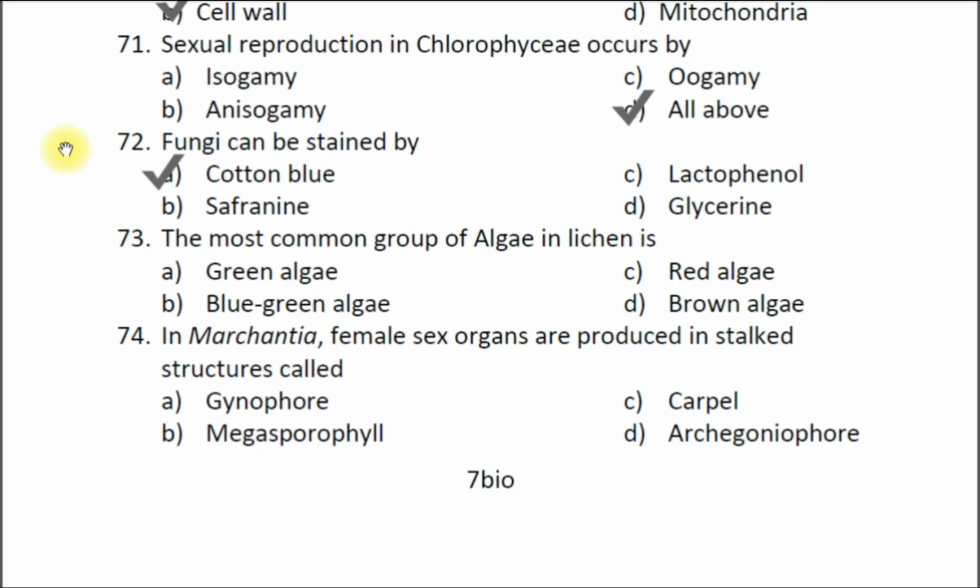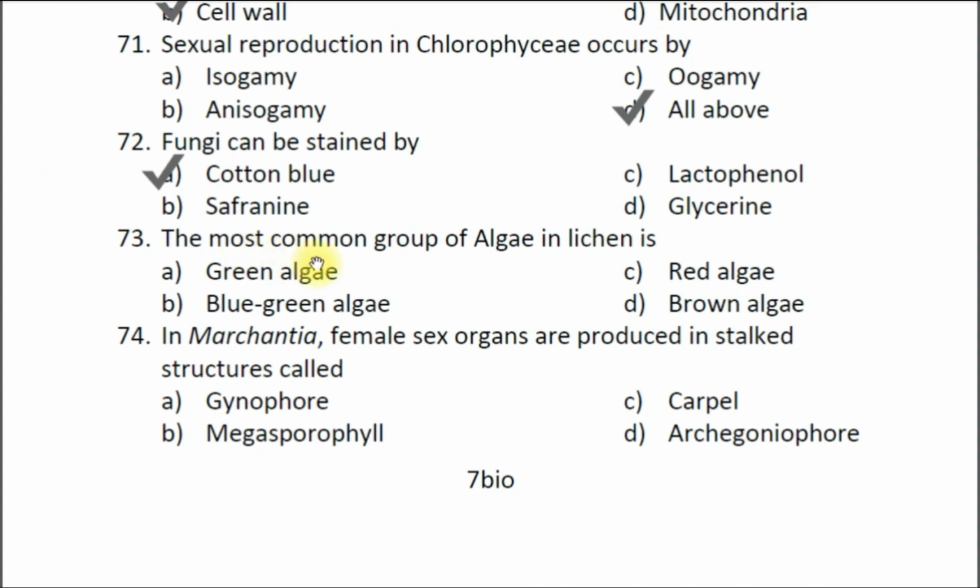Lactic acid is to preserve the fungal structure. Cotton blue is the staining reagent which stains the chitin present in the fungal cell wall, because of which there is blue color to the fungal structures and spores. And phenol is the disinfectant which kills the live organism.